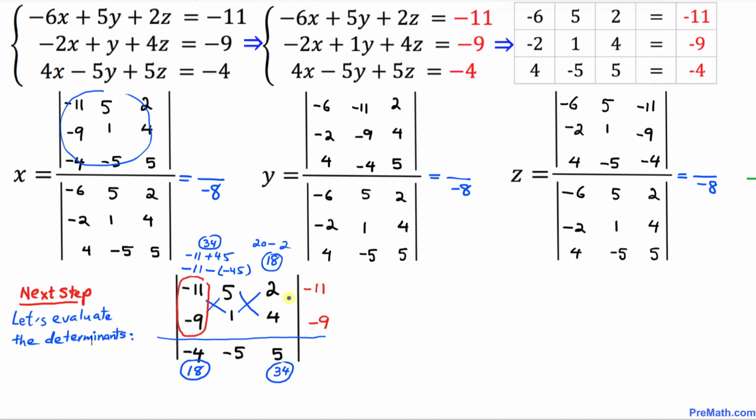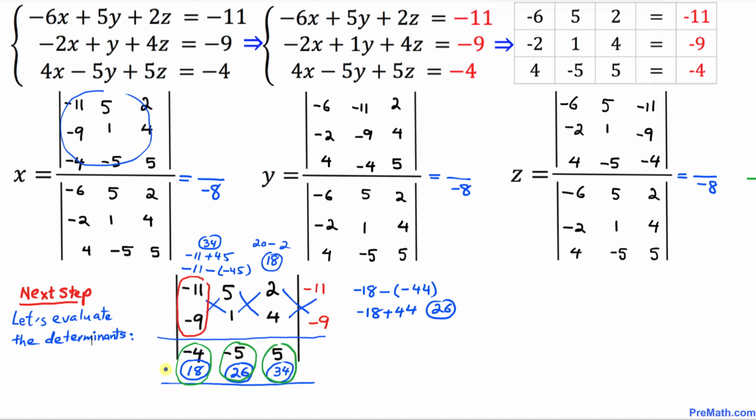Let's repeat the process again. We're going to crisscross. 2 times -9 is -18. Let's put a minus sign. -11 times 4 is -44. Let's simplify. -18 plus 44 is going to give us +26. This +26 go in the middle. Now the last step is just multiply these numbers first, and then we are going to add them up.